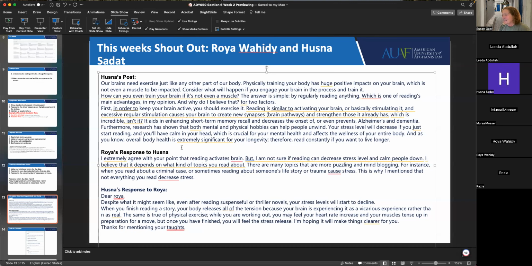Sure. I extremely agree with your point that reading activates the brain, but I'm not sure if reading can decrease stress level and calm people down. I believe that it depends on what kind of topics you read about. There are many topics that are more puzzling and mind-blowing. For instance, when you read about a criminal case, or sometimes reading about someone's life story or trauma causes stress. This is why I mentioned that not everything you read decreases stress.